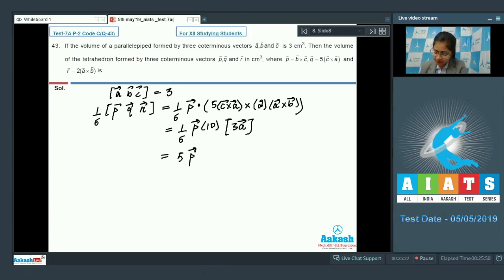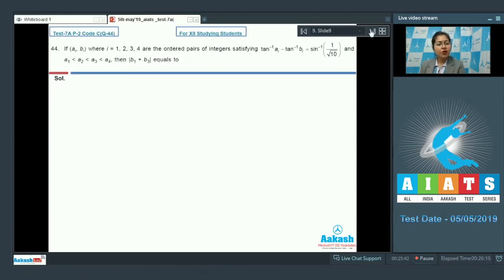So this is equal to 5 multiplied with P dot A vector, that is equal to 5 into P vector, that is B cross C dot A, that is again 3. So this is equal to 15. So the answer of this question is 15.